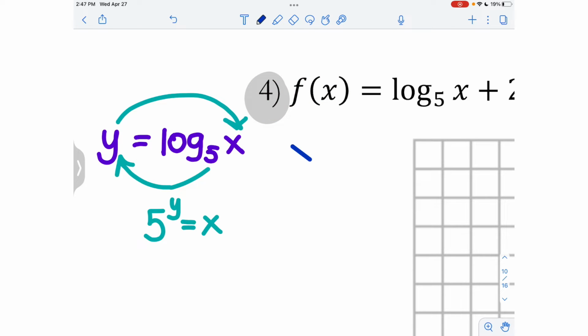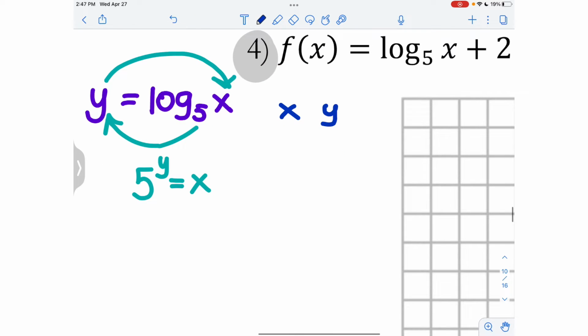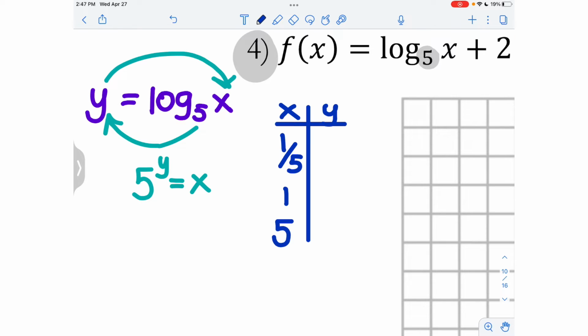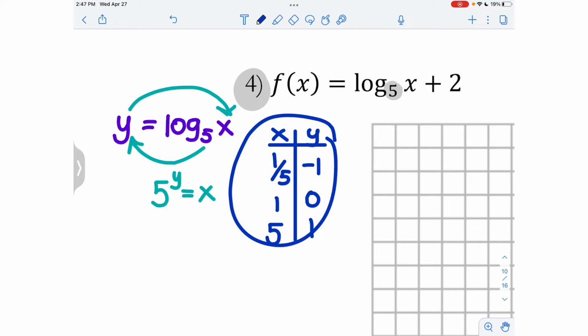Another way to think of it, if you want a shortcut and you're good at memorizing, is this: whatever the base number is, in this case 5, your x values are going to be 1 over that number, the number 1, and then that number itself. The y values are always -1, 0, and 1, and this is just to come up with the original graph.